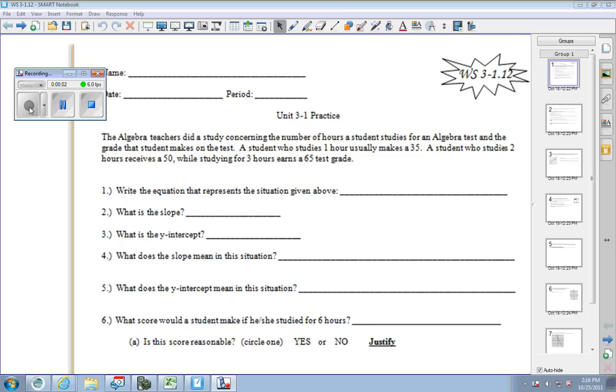This video is going to be practice over slope and y-intercept, the word problems, and how to find them from a graph. It also goes along with worksheet 3-1.12 from our algebra curriculum.